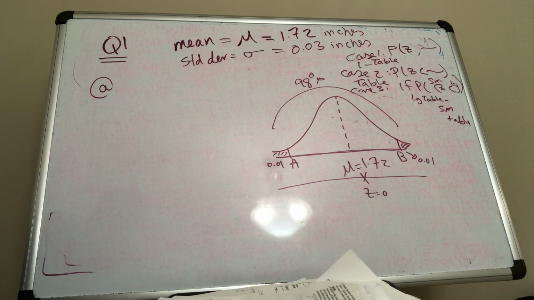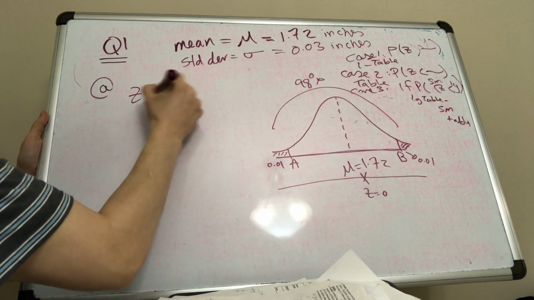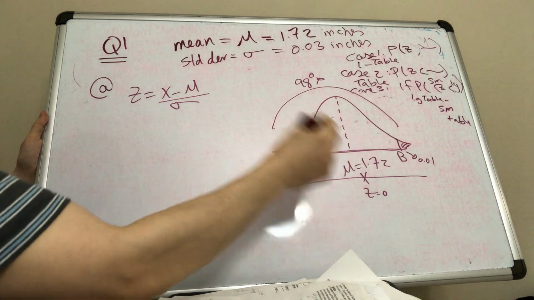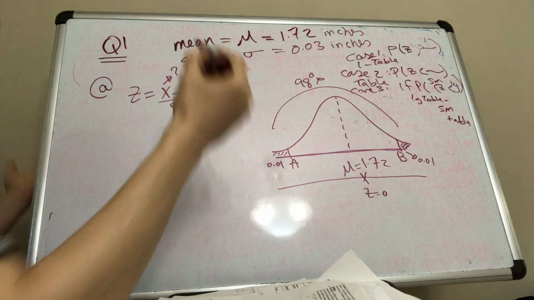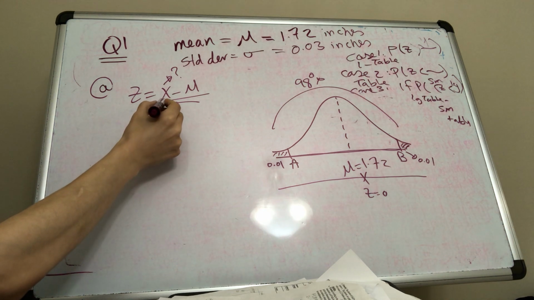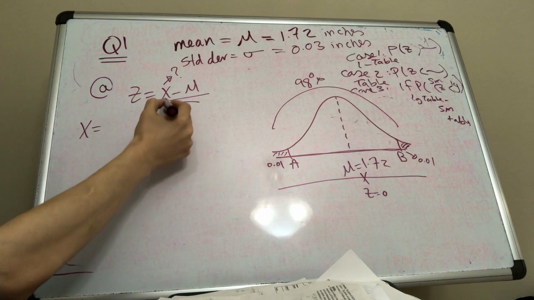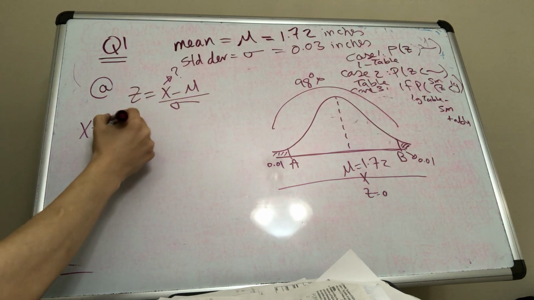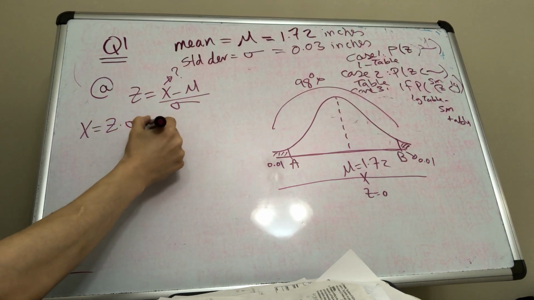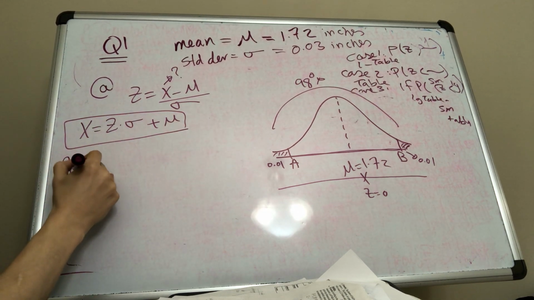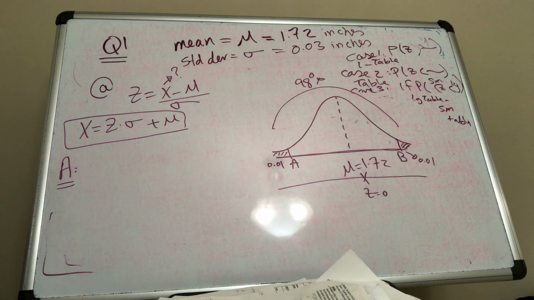So in order to do this, you know that the equation is (x minus mu) over sigma, and A and B would be x values. Since we know that we're looking for x values, we can use the formula generated from this, which is z times sigma plus mu. So we use this formula first for finding A, and then we use it for finding B.